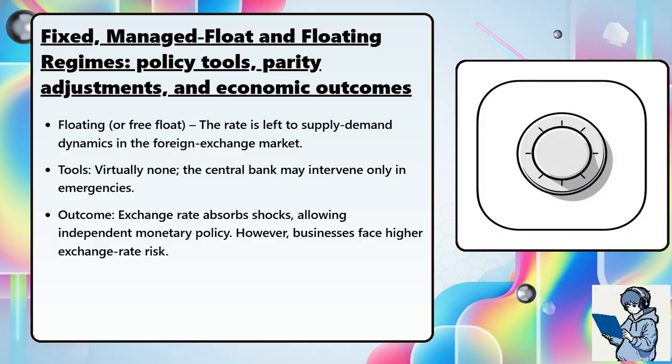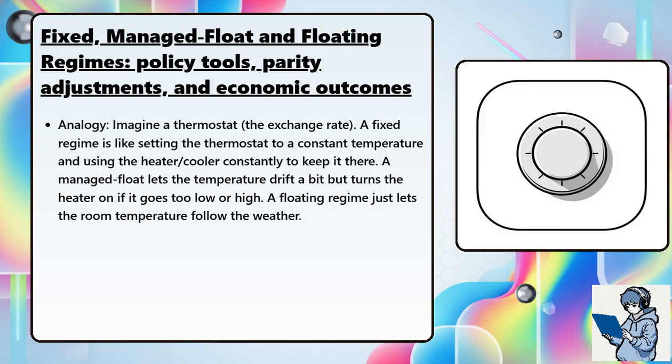However, businesses face higher exchange rate risk. Analogy: imagine a thermostat, the exchange rate. A fixed regime is like setting the thermostat to a constant temperature and using the heater or cooler constantly to keep it there. A managed float lets the temperature drift a bit but turns the heater on if it goes too low or high. A floating regime just lets the room temperature follow the weather.